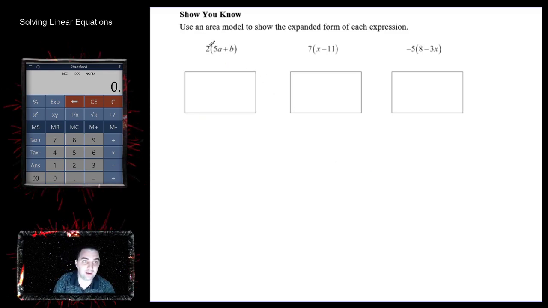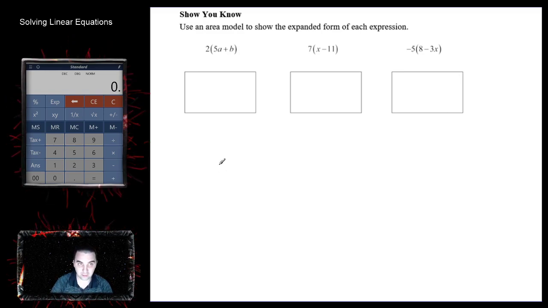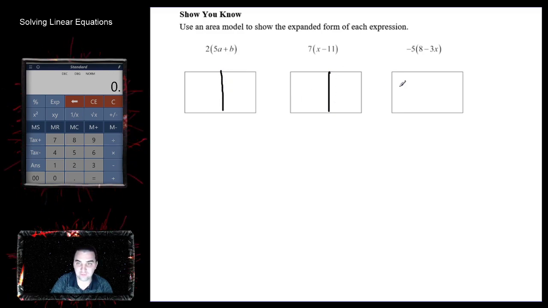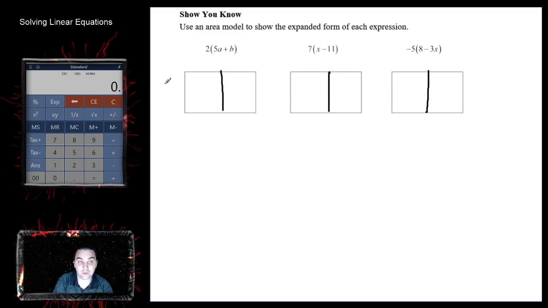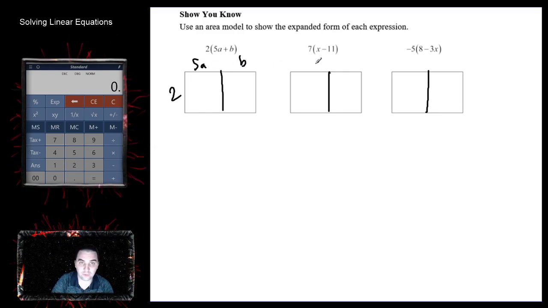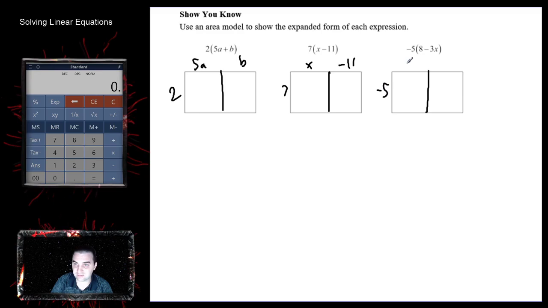Okay. This is a show you know, so this is something that you should try first on your own. You should pause the video here, give it a shot, set up the area models yourself, and then I want you to try actually solving this on your own using the area models and see if you get the same thing that I got on the next slide.